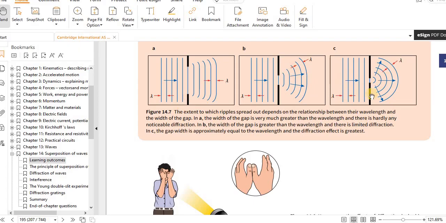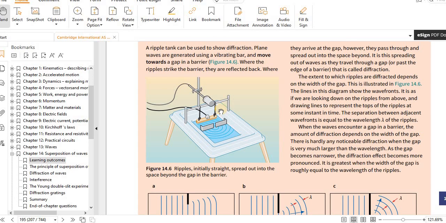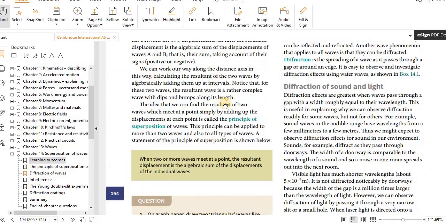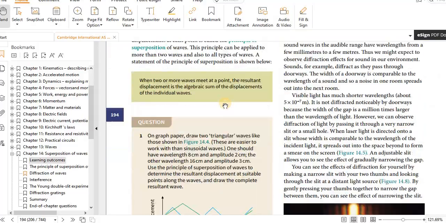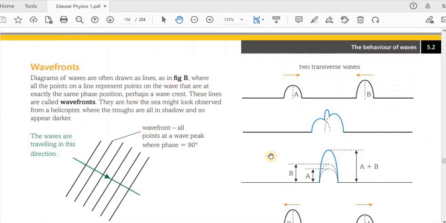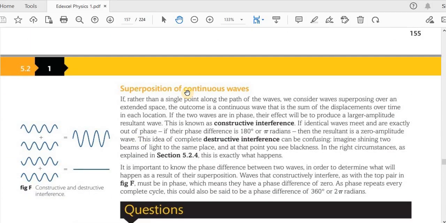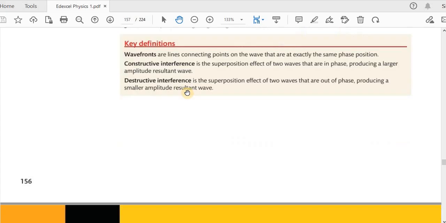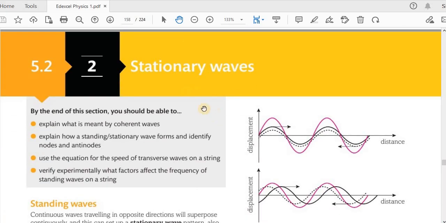Here you have diffraction. We will see those later. This is called a ripple tank. We can use this to create waves in water. Okay, so that's the end of that first video in chapter 5.2, which was chapter 5.2.1, and in the next video we will go through chapter 5.2.2, which is stationary waves.